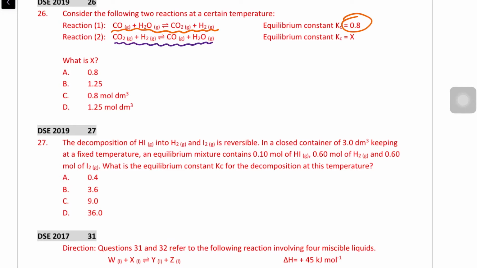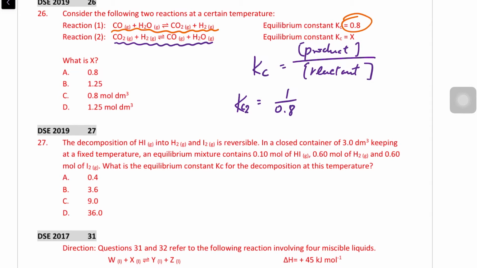It is actually the reverse version of reaction one. Because Kc is the product concentration over the reactant concentration, for reaction 2, Kc2 should be 1 over 0.8. Then we need our calculator for help. It is 1.25. Because Kc1 here doesn't have any unit, Kc2 also doesn't have any unit. So the answer is B.